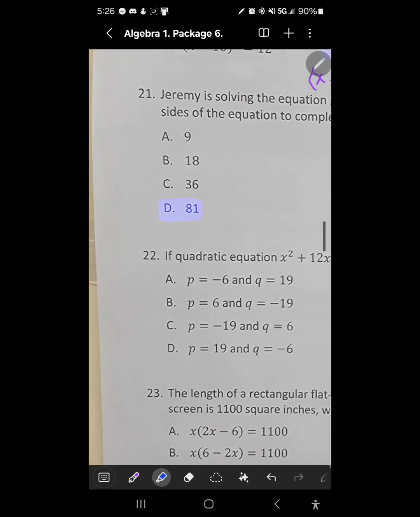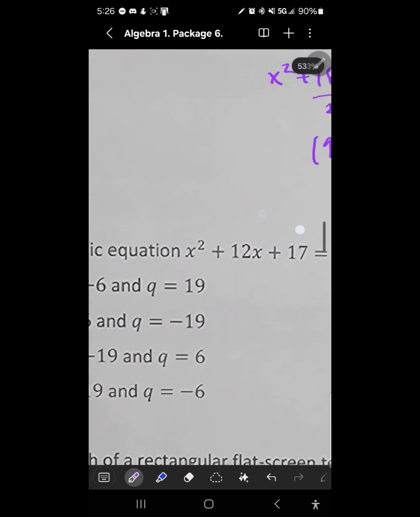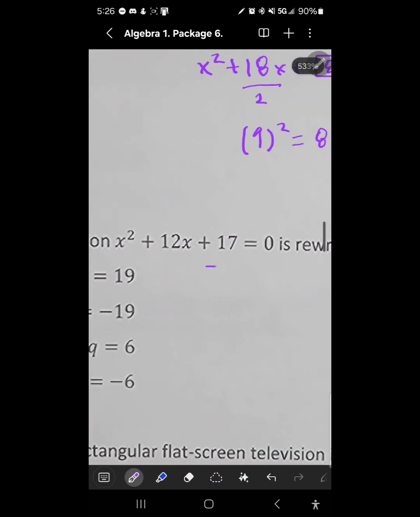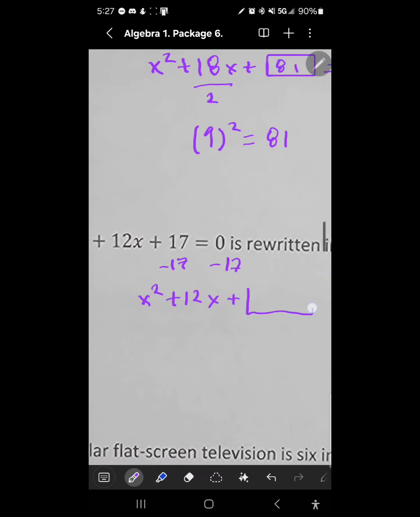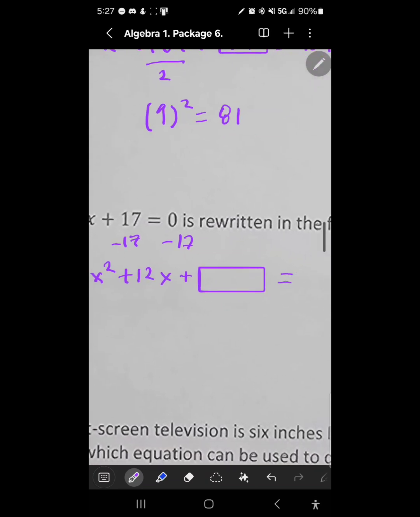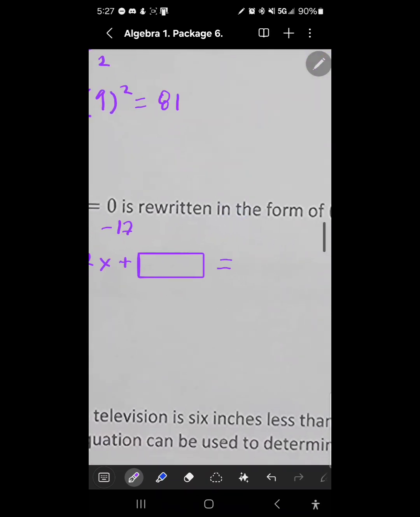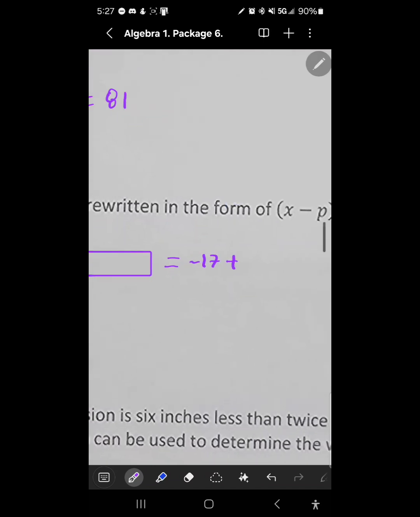Okay, so let's just solve for it. First, we don't want a number here, so we subtract 17 from both sides. And we have x squared plus 12x plus my beautiful square or rectangle. I don't know why I keep saying square. Equal 0 minus 17 is just negative 17 plus my rectangle.